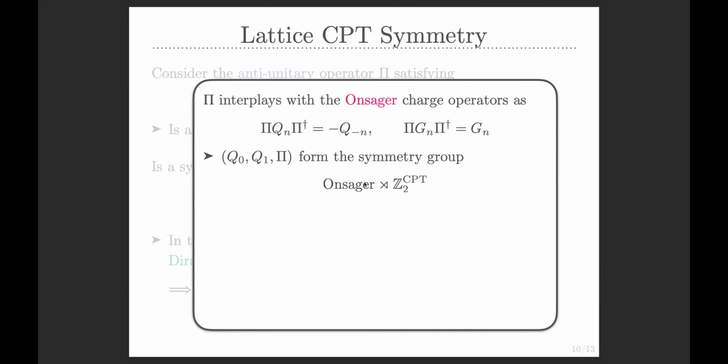So we know that the staggered fermion has this lattice CPT symmetry. We also know it has the Onsager symmetry, and you can ask, what is their interplay? And the interplay is pretty straightforward. So pi acts on the Onsager charges. In particular, pi sends Qn to minus Q minus n, and it just commutes with the GMs. Okay, so it forms some semi-direct product.